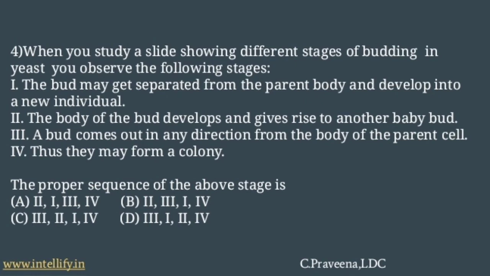Fourth question is, when you study a slide showing different stages of budding in yeast, you observe the following stages. First one is the bud may get separated from the parent body and develop into a new individual. Second, the body of the bud develops and gives rise to another baby bud. Third one is a bud comes out in any direction from the body of the parent cell. Fourth one is that they may form a colony. This question is similar to the last question. If you want to arrange them into the correct sequence, there are four options.